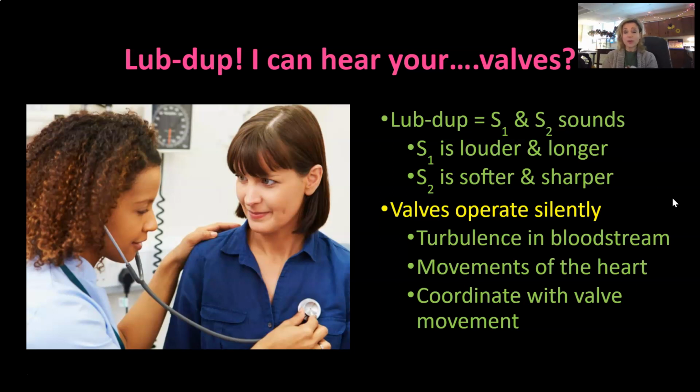When you hear your heart beat, you hear a lub-dub, lub-dub, lub-dub. So you have two sounds that are occurring. They're called S1 and S2. The first sound that you hear is S1, and the second sound that you hear is S2. The characteristics of the first sound is that it's louder and it has a little bit of a longer sound, whereas the sound for S2 is softer, it's sharper.